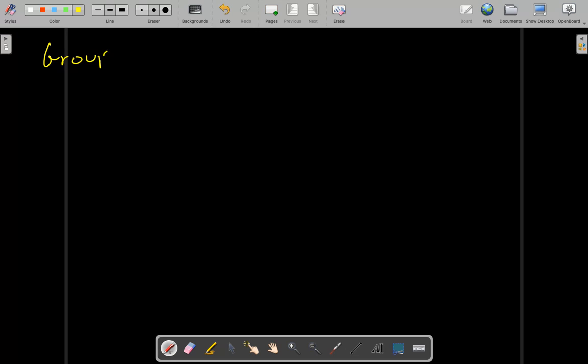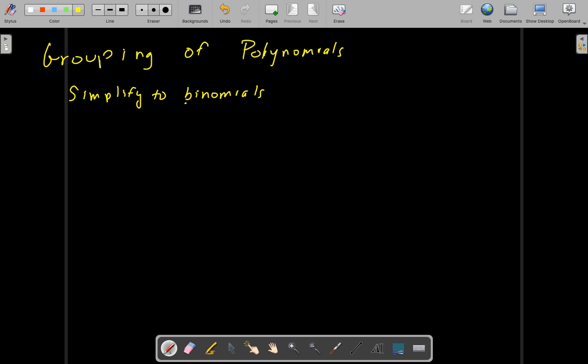Okay, grouping of polynomials, which is basically simplifying two binomials. Remember, a binomial is two expressions in parentheses, so x plus 2 is a binomial. A polynomial is basically two or more expressions. Get used to it, guys.